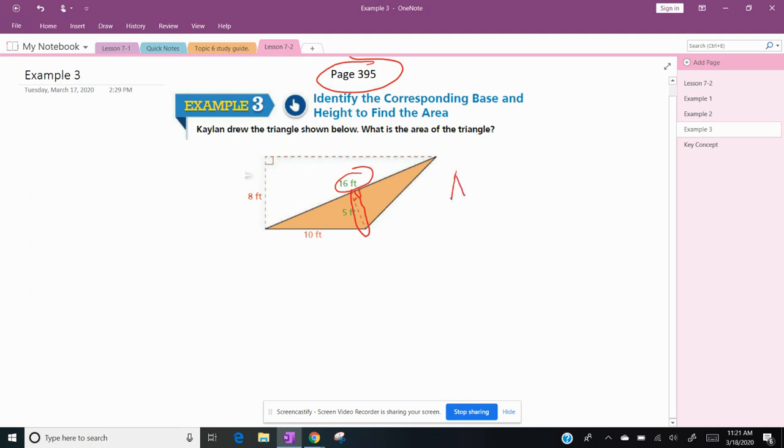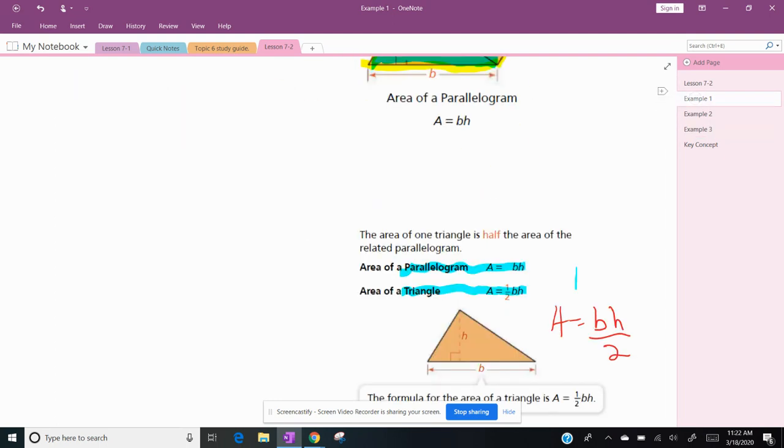So I'm going to say area equals, I'm going to use base times height divided by 2 for this one. Area equals 16 times 5 divided by 2. Area equals, if I figure out 16 times 5, I will get 80. I'll have 80 divided by 2, and therefore area equals 40 feet squared. So really important, make sure your base and your height form a 90-degree angle. If I go back to example 1, again, the height, if you look at the bottom of the screen, here's the base going across there. The base and the height form a 90-degree angle to each other.